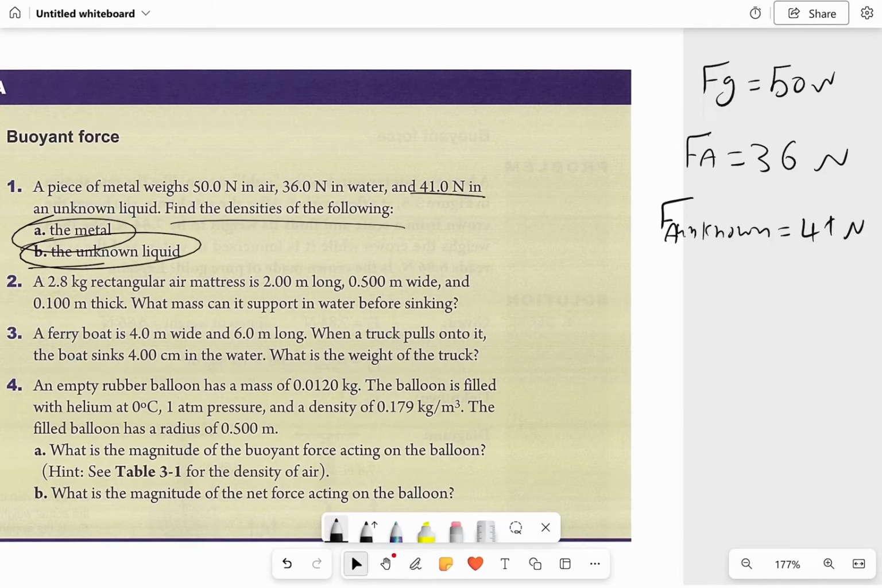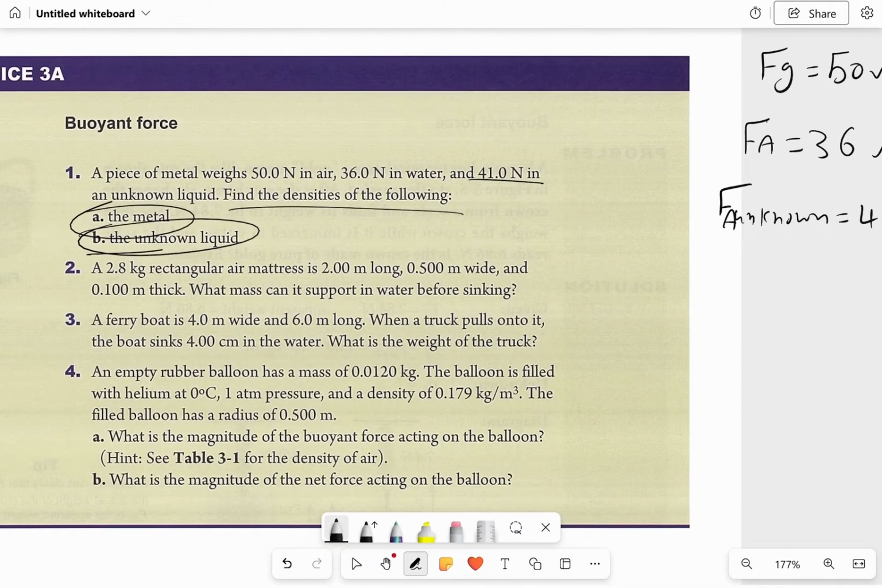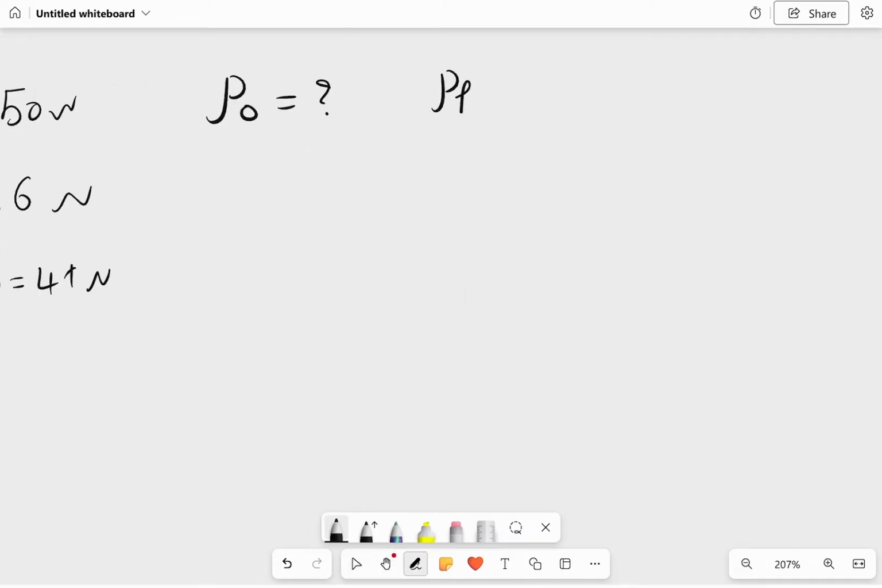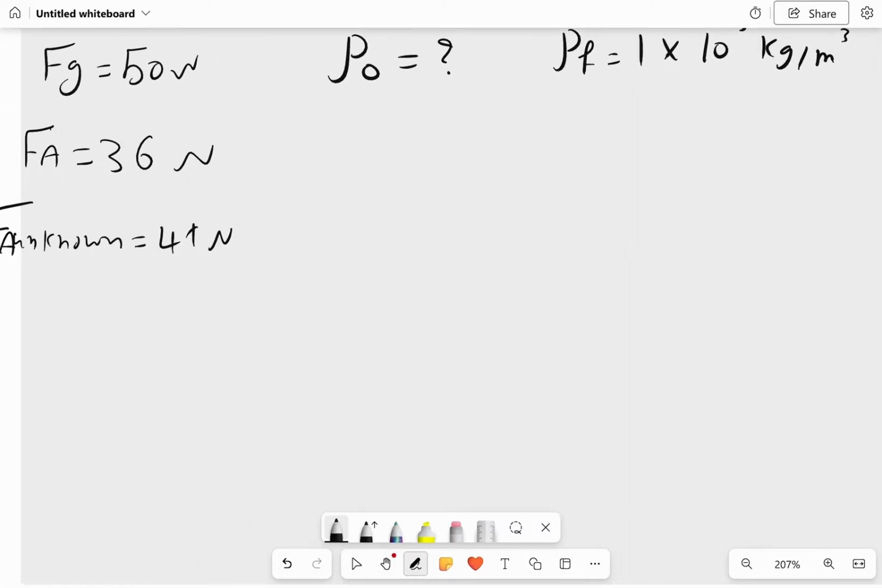Now look guys, it says find the density of the metal, A, and B, find the density of the unknown liquid. Let's first find A. Density of the metal is equal to what? Since it's water, we also know the density of the fluid, which is equal to 1 times 10 to the power of 3 kilogram per meter cubed. Now you have the equation for finding an object that is sinking.